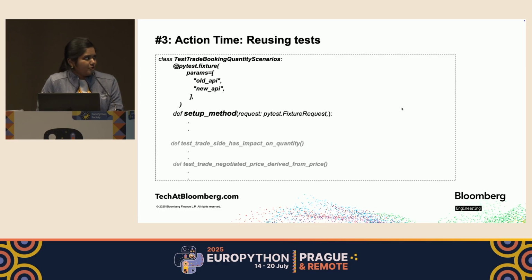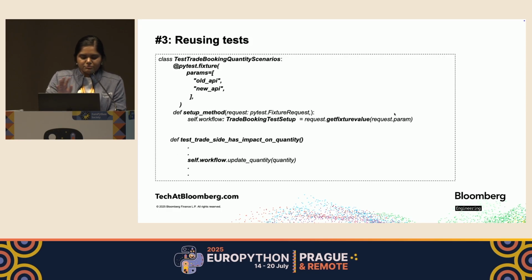Now let's talk about the setup method. In pytest, setup method is a hook method that runs before each test in the class. And we use it here to inject the right version of the test setup, depending upon which parameter is being passed. And that's how we dynamically bind the workflow to either old or new behavior.